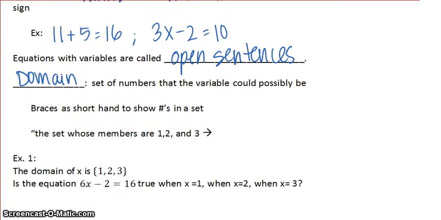Braces, which are these little squiggly thingies, that's how I draw mine, pretty bad, but they're right here. Braces are shorthand to show the numbers in a set. The set whose numbers are 1, 2, and 3, you would write in the little squigglies, 1, 2, 3. My squigglies aren't the best, just do your best.